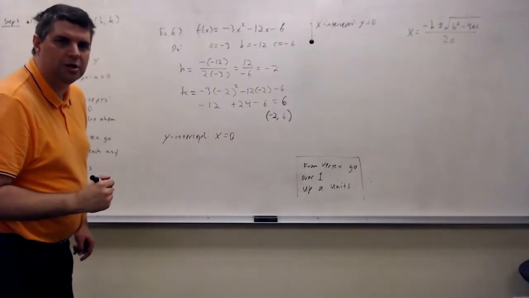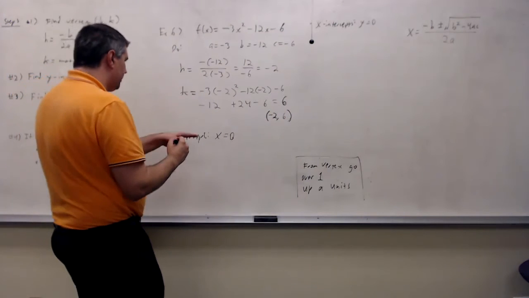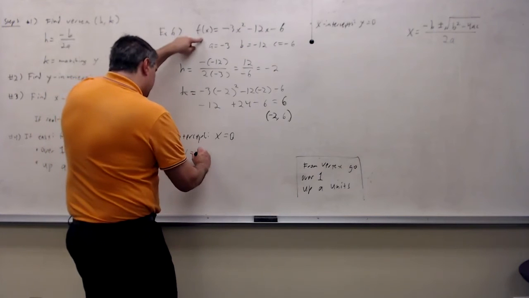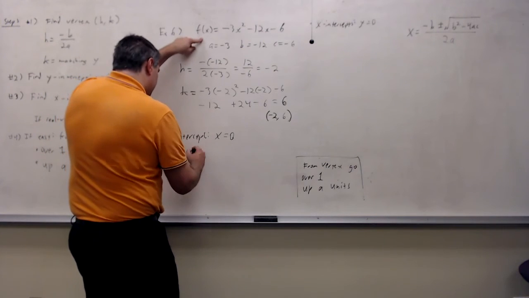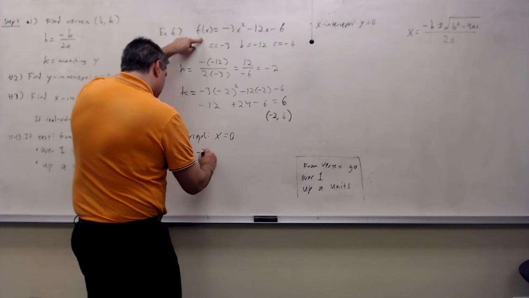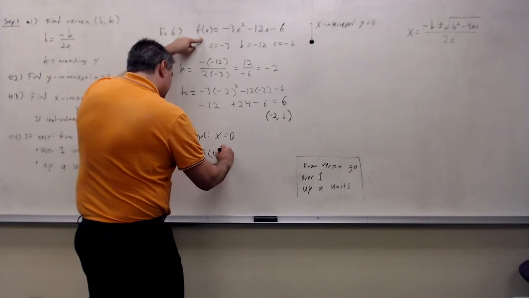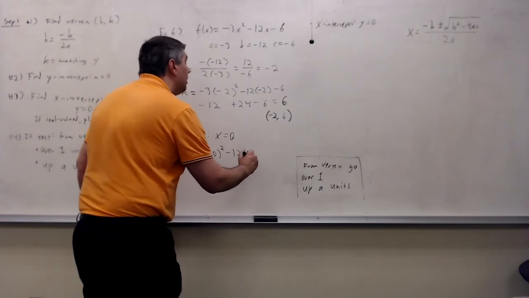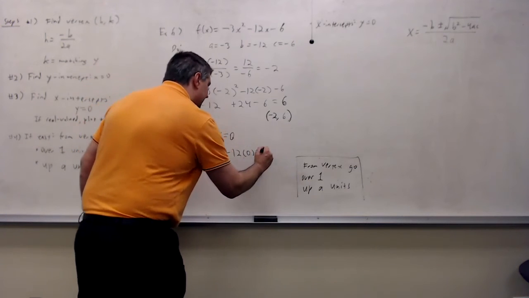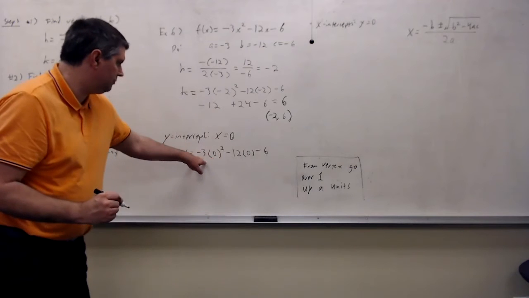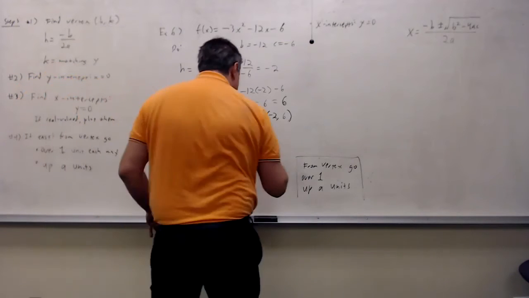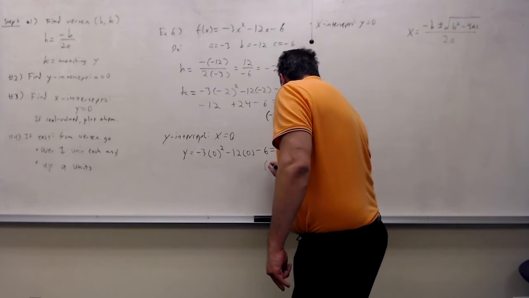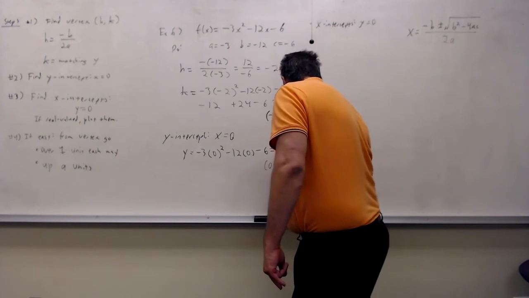Okay. So next step, the y-intercept, x is 0. So y will equal negative 3 times 0 squared minus 12 times 0 minus 6. 0 minus 0 minus 6 is negative 6. So (0, -6).